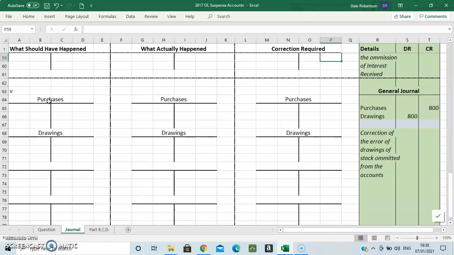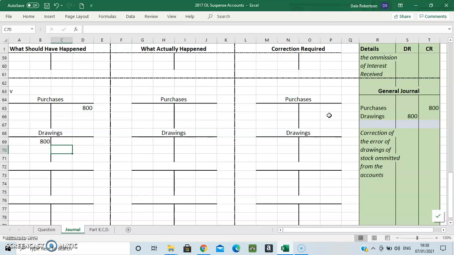Now, if it's goods for resale, that's purchases. And if it was taken for her own private use, then that's drawings. So those purchases, that €800, maybe clothing or whatever it might be, that she took for her own use, you take it out of purchases and you put it into drawings. That's what should have happened. Of course, what happened is that nothing happened.